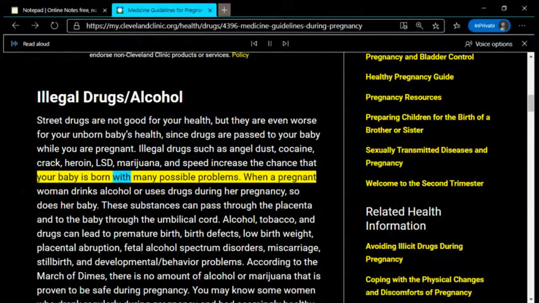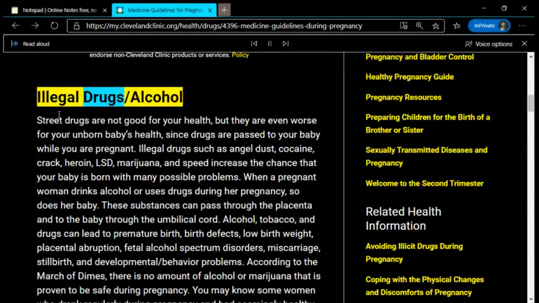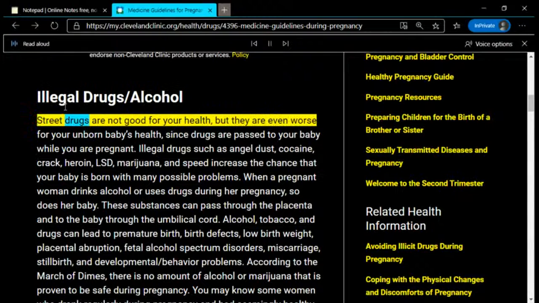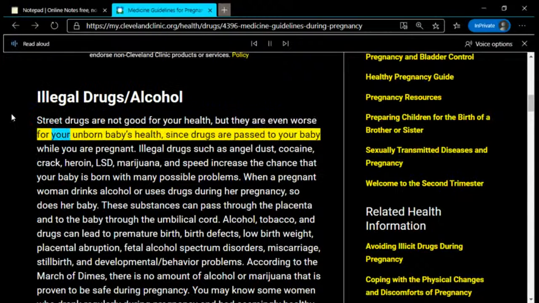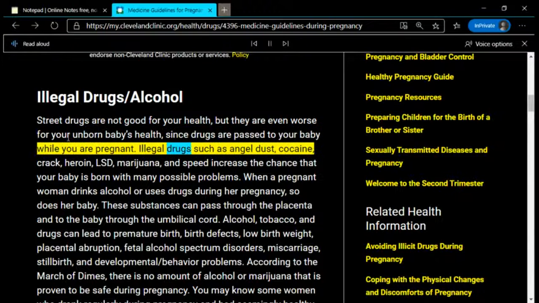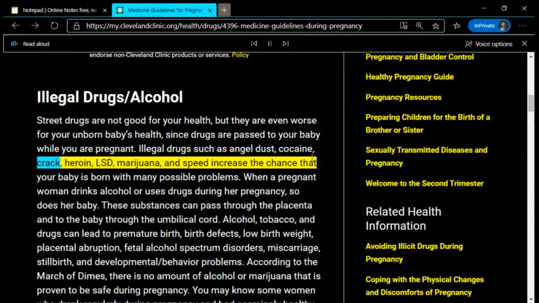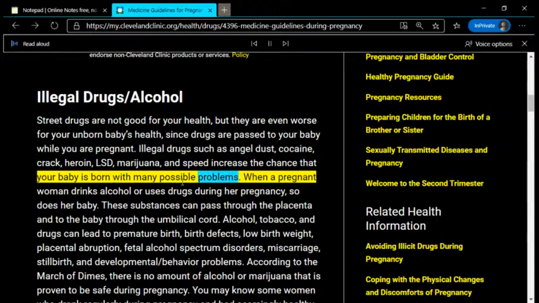Chance that your baby is born with many possible problems when a pregnant woman drinks alcohol or uses legal drugs. Street drugs are not good for your health, but they are even worse for your unborn baby's health, since drugs are passed to your baby while you are pregnant. Illegal drugs such as angel dust, cocaine, crack, heroin, LSD, marijuana, and speed increase the chance that your baby is born with many possible problems.